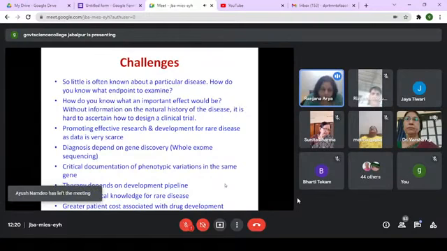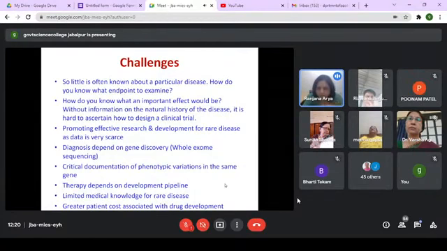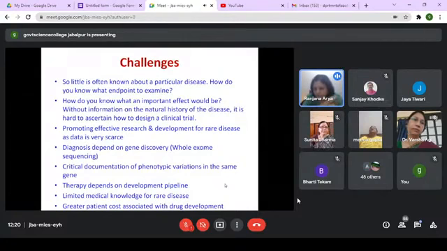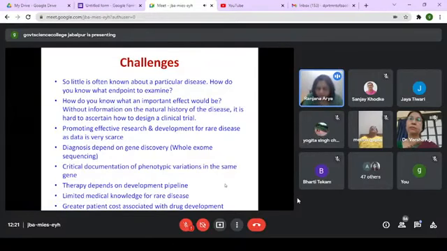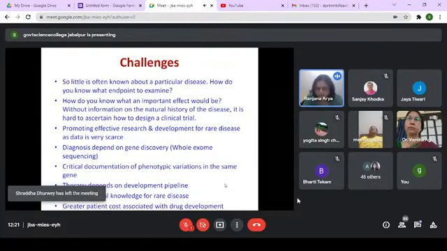So the development of therapies will depend on the development pipeline of the drugs. When you are talking about therapy development, how many molecules do you have? Many companies and industries do not want to enter into rare diseases because it is a highly costly area. You have very limited patients, and if they come up with a drug, very few people would be buying it. So eventually the cost of that drug becomes very high by the time it reaches the patients.